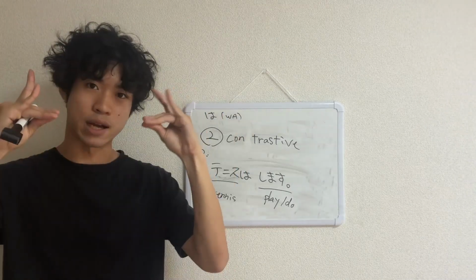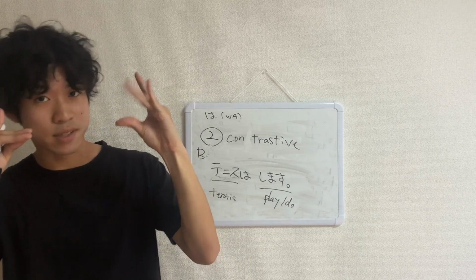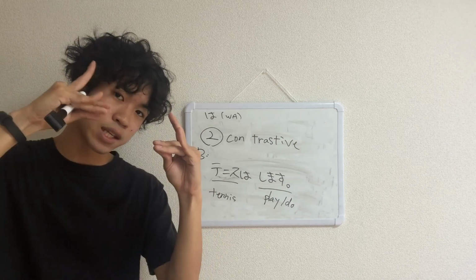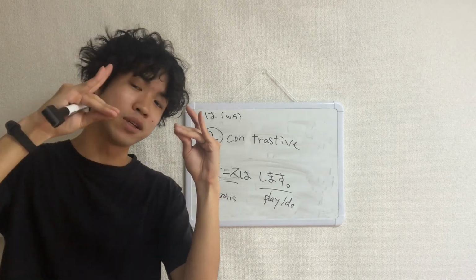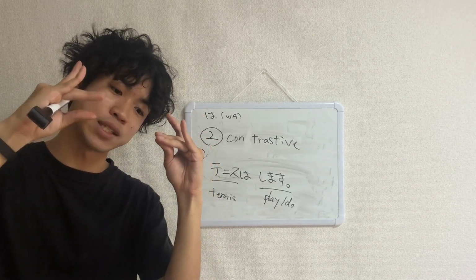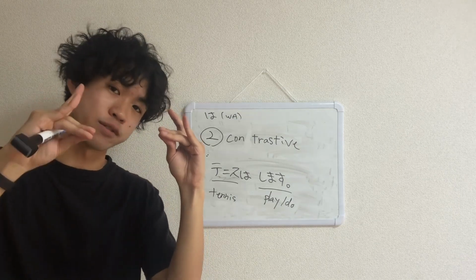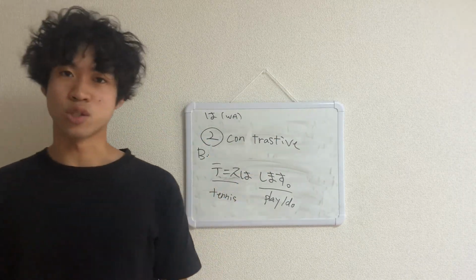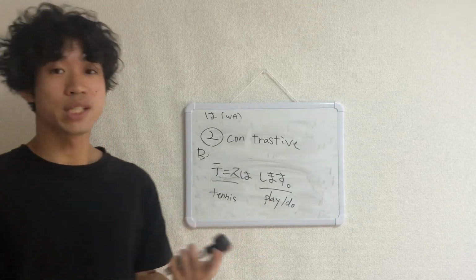Conversation. A asks him, スポーツはしますか? Do you play sports? B: テニスはします. Does B like sports in general? Does B like a lot of sports? No. Wa here is a contrastive usage of wa. So I play tennis. That's all.